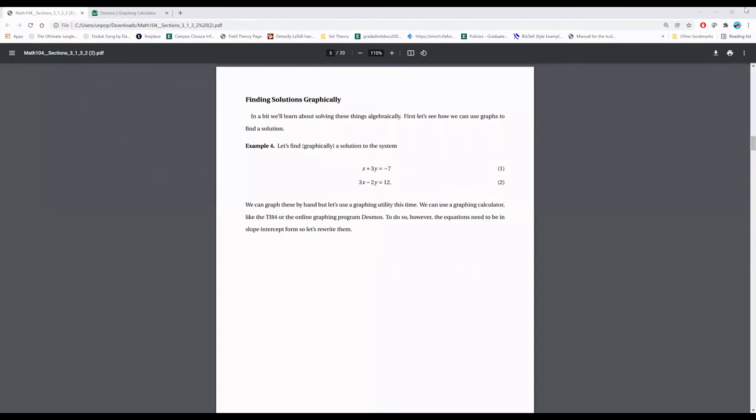All right, in section 3.2, we're going to study algebraic methods for solving systems of linear equations, but right now, let's look at how to do this graphically. If you recall previously, we said I can graph two sides of an equation, look at where they intersect, and that gives me the solution. I can do the same thing with a system of linear equations. I can graph both lines and inspect their intersection, and that would give me the solution to the system.